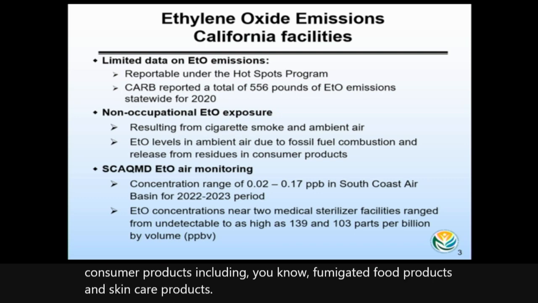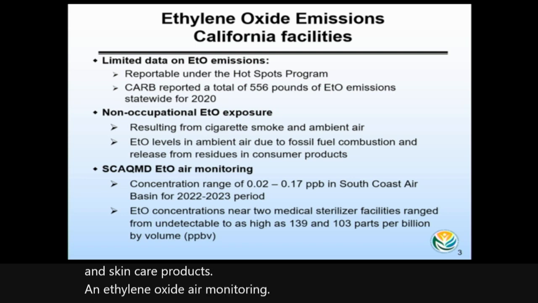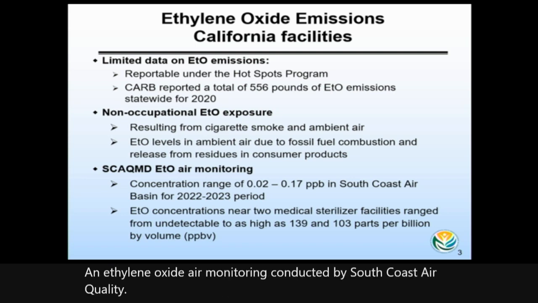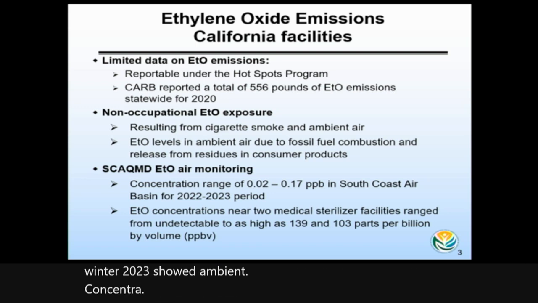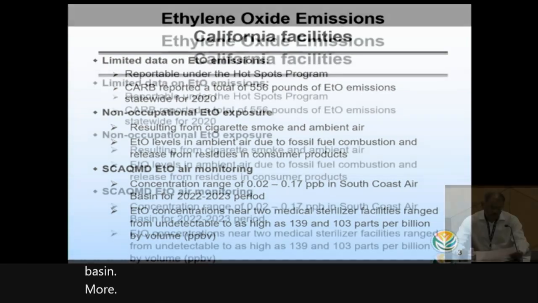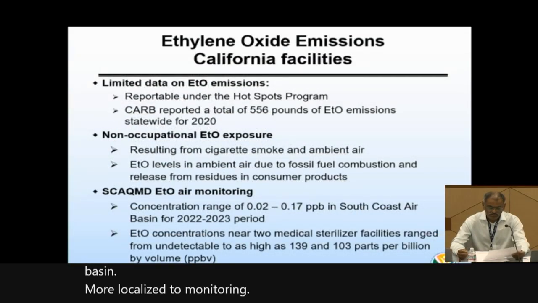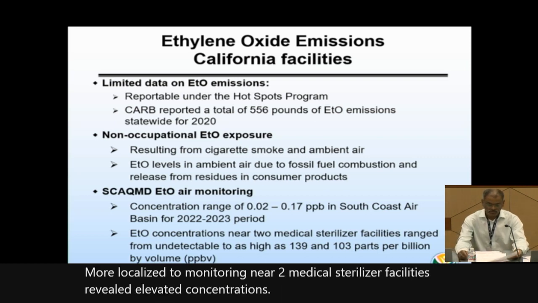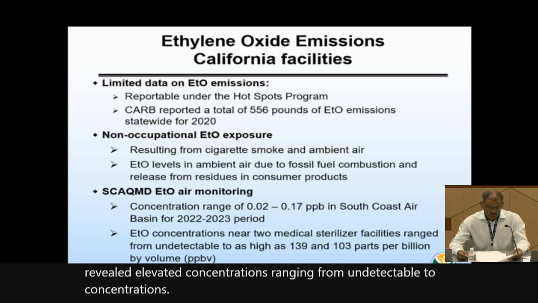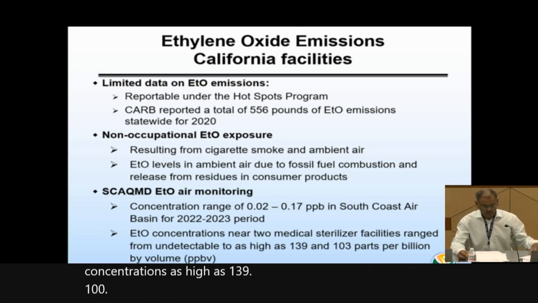Ethylene oxide air monitoring conducted by South Coast Air Quality Management District, SCAQMD, from summer 2022 to winter 2023 showed ambient concentrations ranging from 0.02 to 0.17 ppb in the South Coast Air Basin. More localized monitoring near two medical sterilizer facilities revealed elevated concentrations ranging from undetectable to concentrations as high as 139 and 103 parts per billion, as referenced in the draft document.